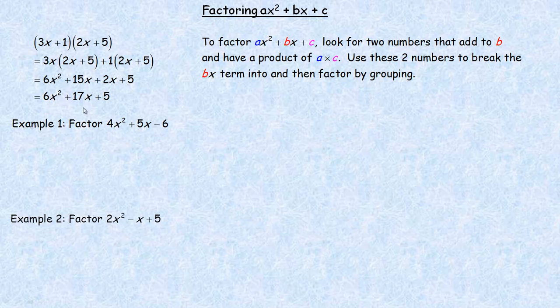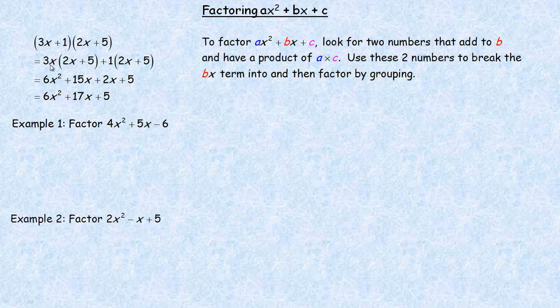Now we want to be able to go from here back to the two factors. And you're really just reversing the steps here. And so if you're going backwards, you're actually breaking the 17x down into two terms that still add to 17x, 15x and 2x in this case. And then you actually could, from this line to this line, do a little bit of common factoring and then factor by grouping. And really the whole thing is called factoring by grouping.